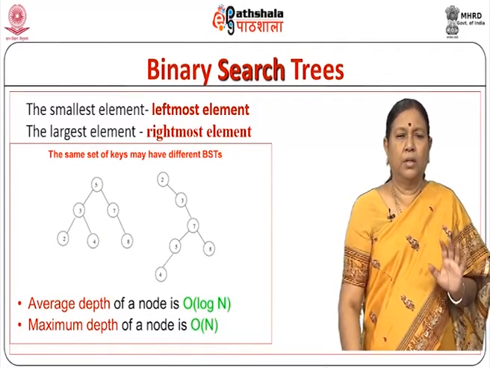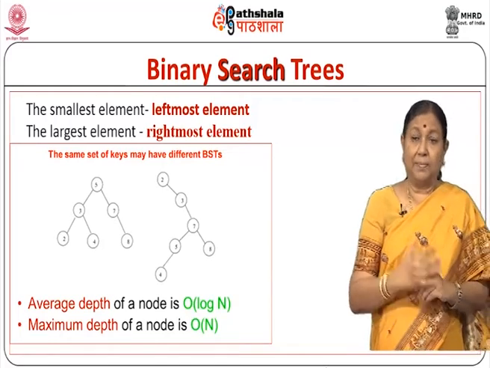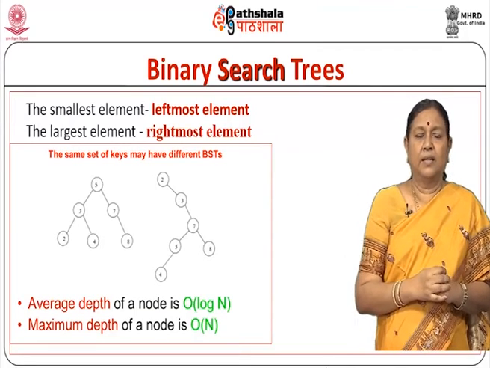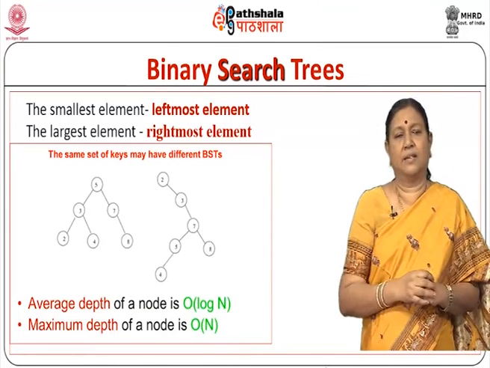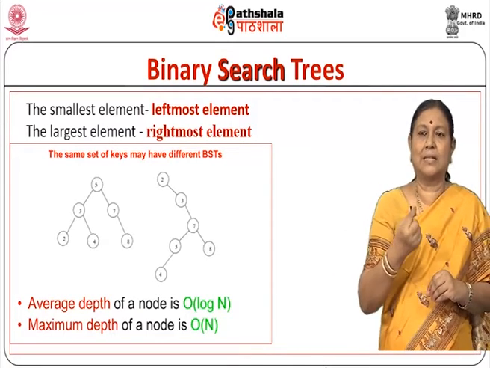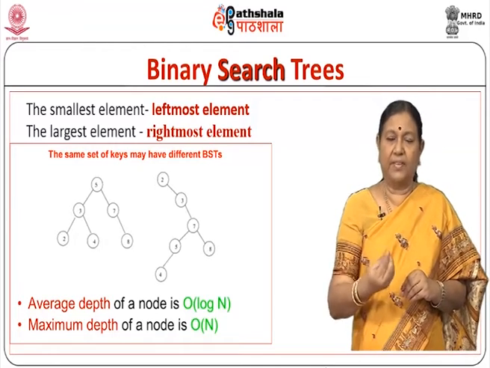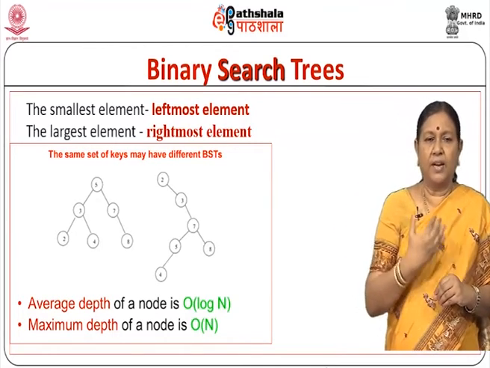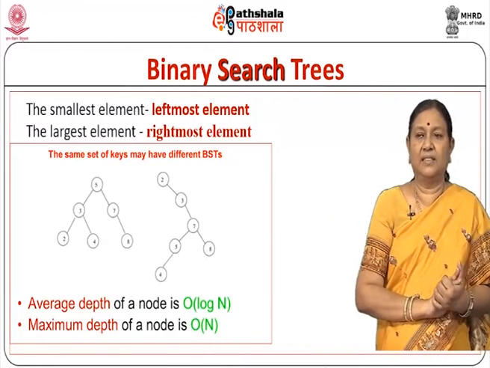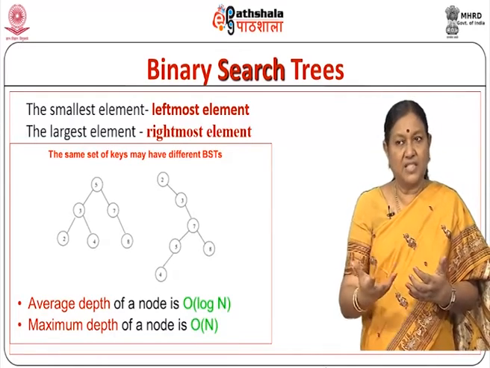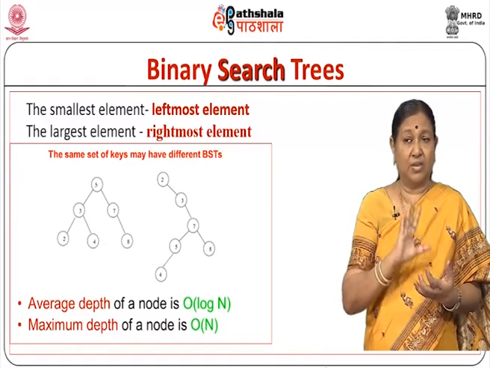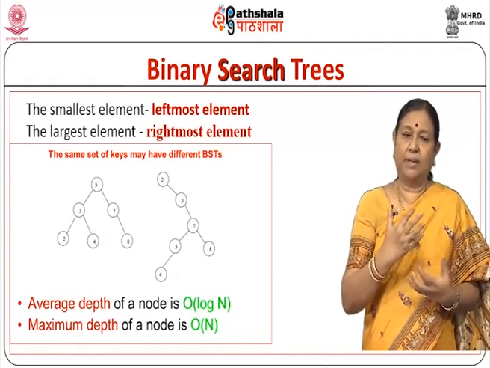Okay. Now, before we go further, let us look at what we mean by the smallest element and the largest element. What do you mean by smallest element? Smallest numerical value or smallest alphabetical value in the binary search tree. So, the smallest element will be the leftmost element in the binary search tree, and the largest element will always be the rightmost element. Now, how do you define this leftmost, rightmost? This is based on the binary tree that we saw earlier when we did traversals. We will come to that later.